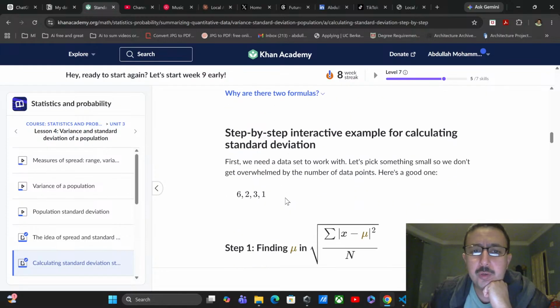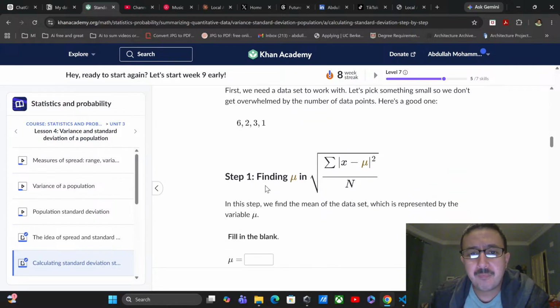Why are there two formulas? Step-by-step interactive example for calculating standard deviation. First, we need a dataset to work with. Let's pick something small so we don't get overwhelmed by the number of data points. Here is a good one: 6, 2, 3, 1. Okay. Finding the mean, mu. In this step, we find the mean, which is represented by the variable mu. Fill in the blank.